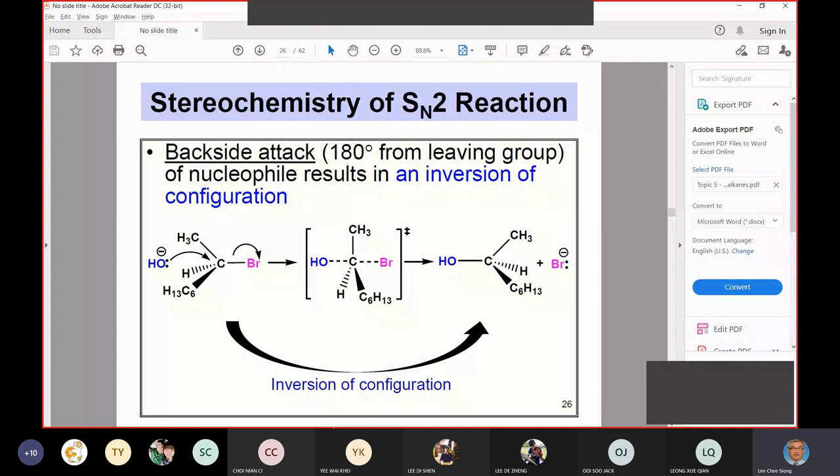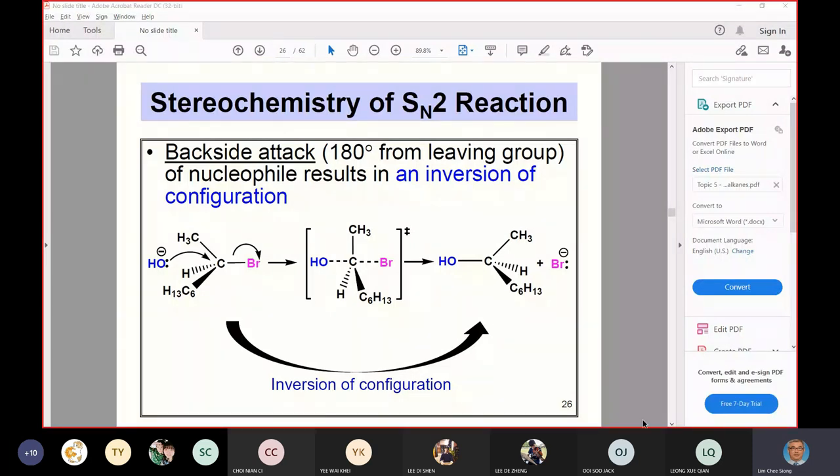Okay, what can I do for you? Sir, for this one, just now I was asked a question about the inversion of configuration. Because in the reactant here the wedge is on the top, at the left, but in the end product it becomes the right side. So which one is correct? It's correct. It's correct.